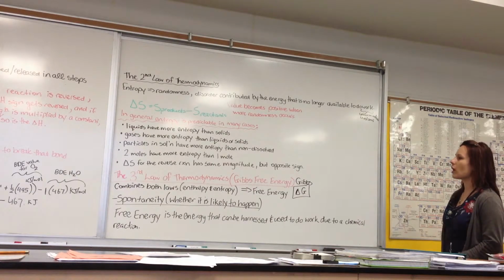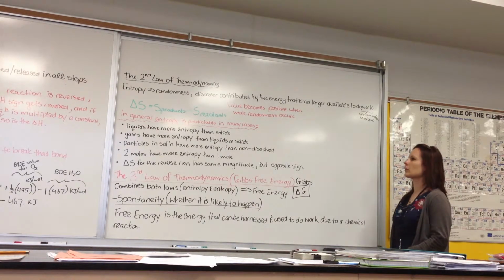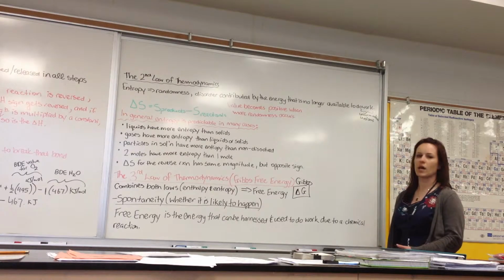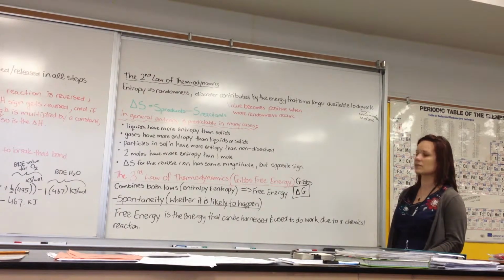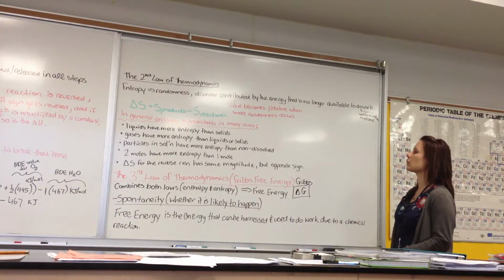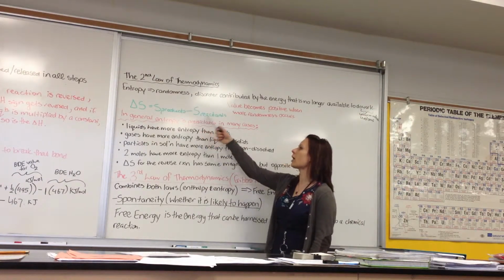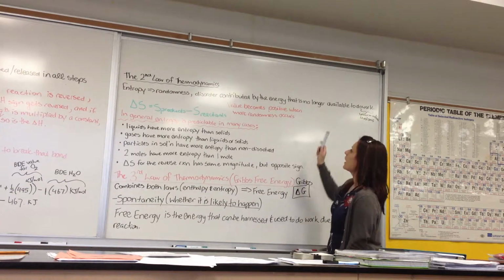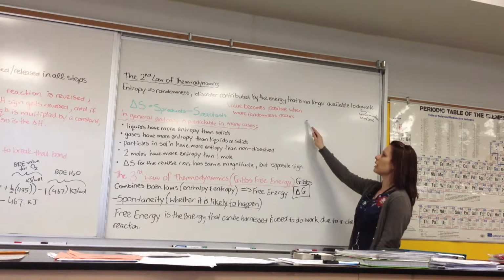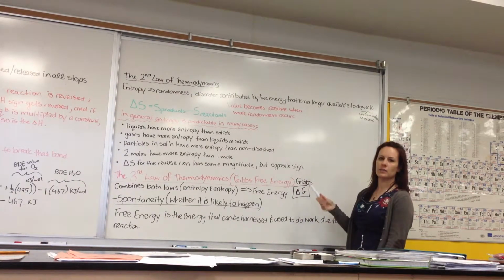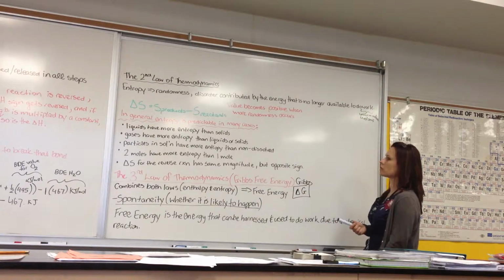When we're talking about entropy, we can't talk about absolute entropy. We can only talk about delta S. S is the symbol for entropy. When we talk about delta, we talk about the change in entropy that occurs from the products minus their reactants. And the value becomes positive when more randomness or more chaos actually occurs.